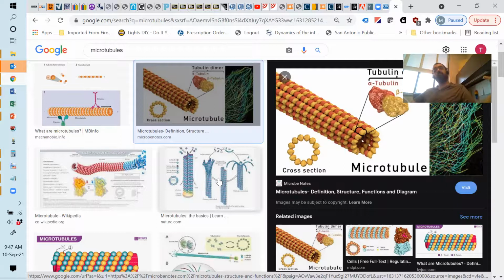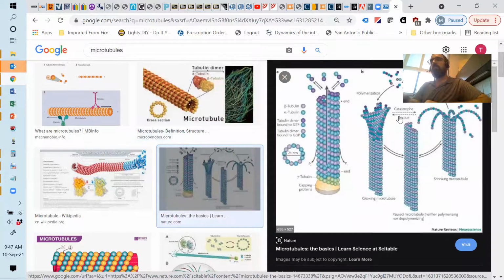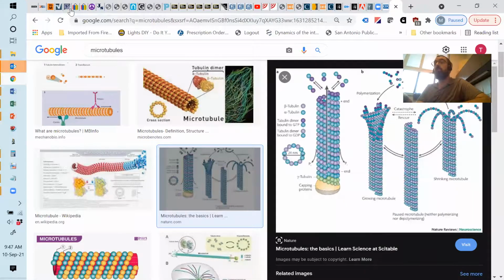So you can make them longer, you can make them smaller, and you can actually apply tension with them. And so you can polymerize them, add in more units at one end, and then you can take those units out and shorten them. That's how we apply tension to the chromosomes to get them to line up in the middle in metaphase. So it's a pretty cool protein.